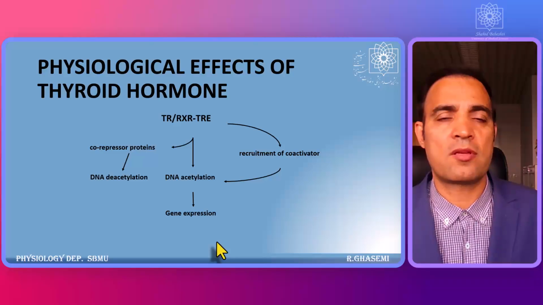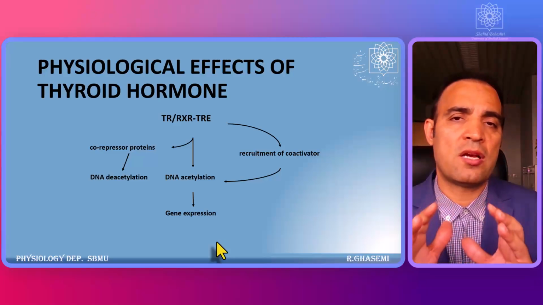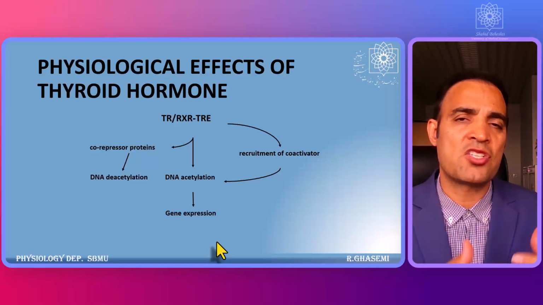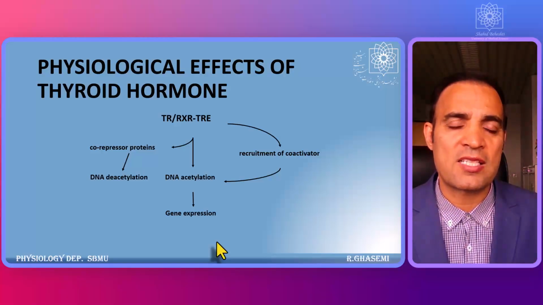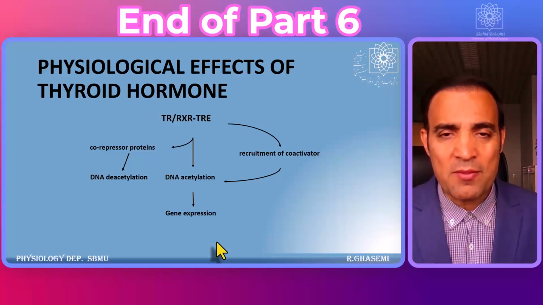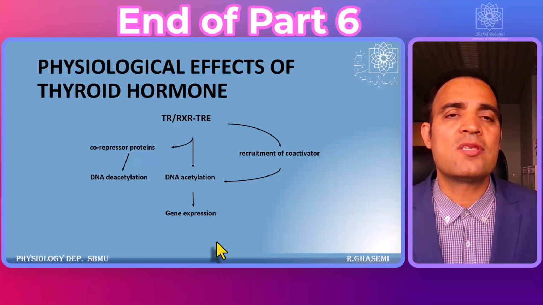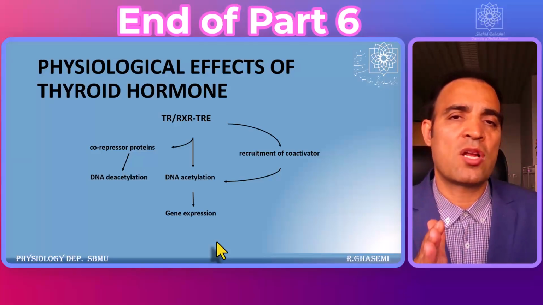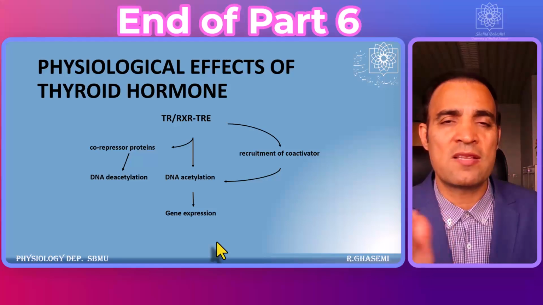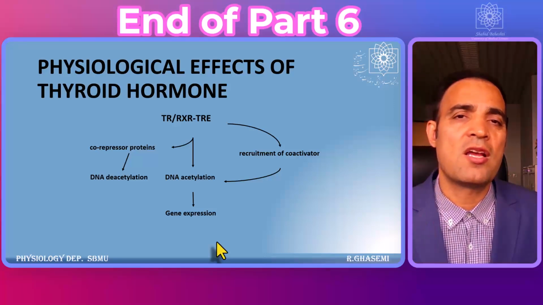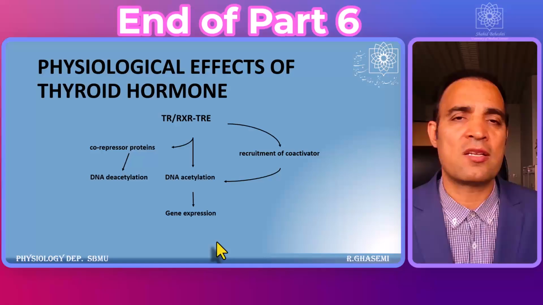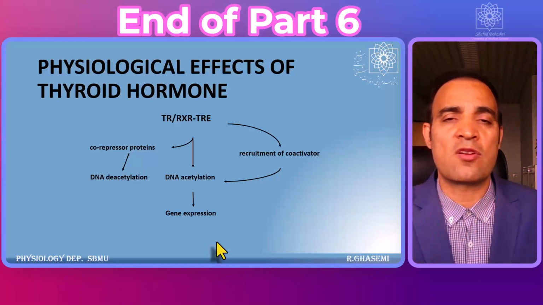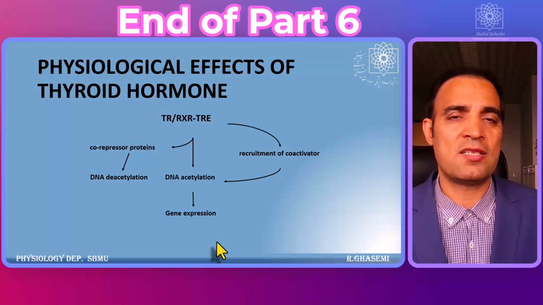Now, until now, I told you about the basic metabolism, the production, the secretion and transport of the thyroid hormone inside the blood. From now, I will start to discuss the physiological effects of thyroid hormones. But I do not want the file length to be very long, and therefore I will stop here in this part, and the remaining of the physiological effects will be discussed in the next file.